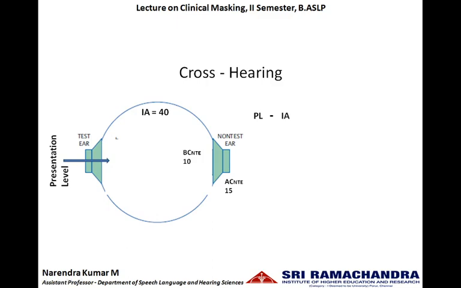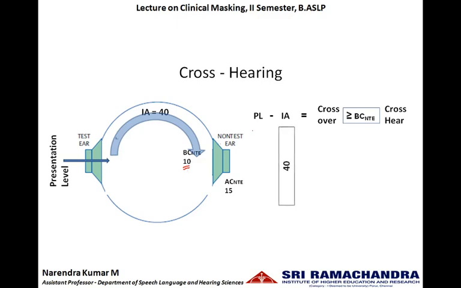If the presentation level is greater than the internal attenuation, then the sound energy will reach the other ear through bone conduction. So that is called crossover. Whenever the presentation level is greater than IA, crossover takes place. If this crossover sound is greater than or equal to the bone conduction threshold of the non-test ear, then cross hearing will take place. Let us see this with an example.